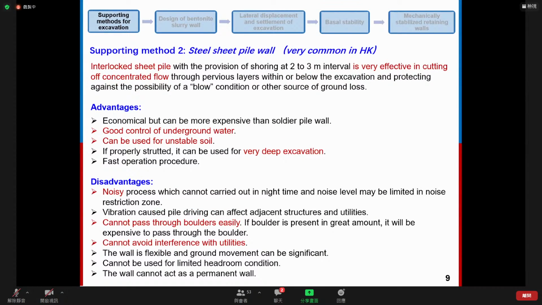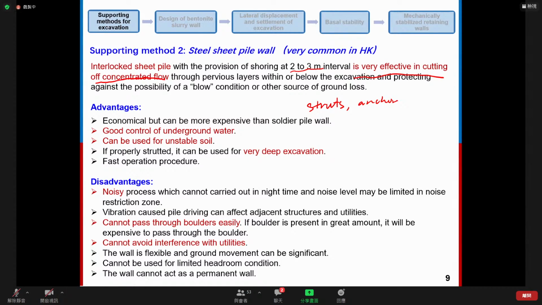Okay. The second supporting method is called steel sheet pile wall. This method is very commonly used in Hong Kong because it's very effective in cutting off the underground flow. Usually shoring or lateral support systems such as struts or soil anchors are also used together with sheet pile with the interval of 2 to 3 meters.